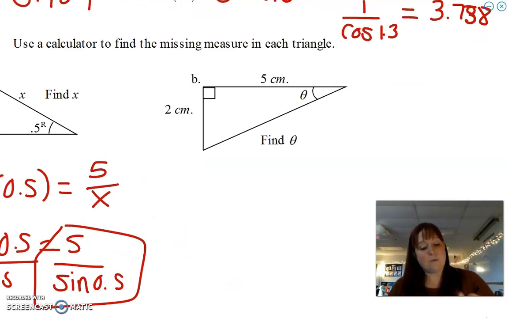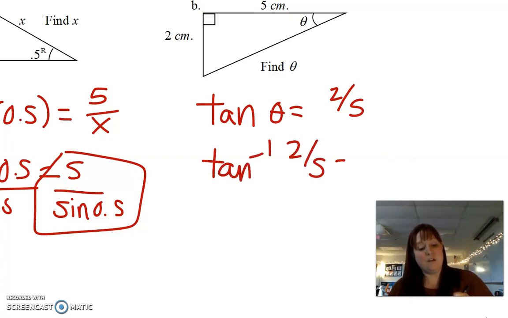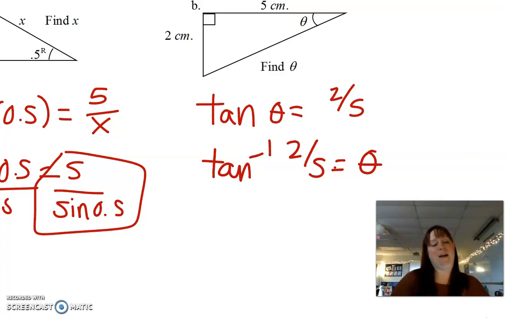Okay, last one. I have an opposite and I have an adjacent. So I do tangent of theta equals 2 over 5. How do I undo the tangent? I do the inverse tangent, and you have a button for that. So we do inverse tangent of 2/5 equals theta. And that's all for trig. Well, until calculus.